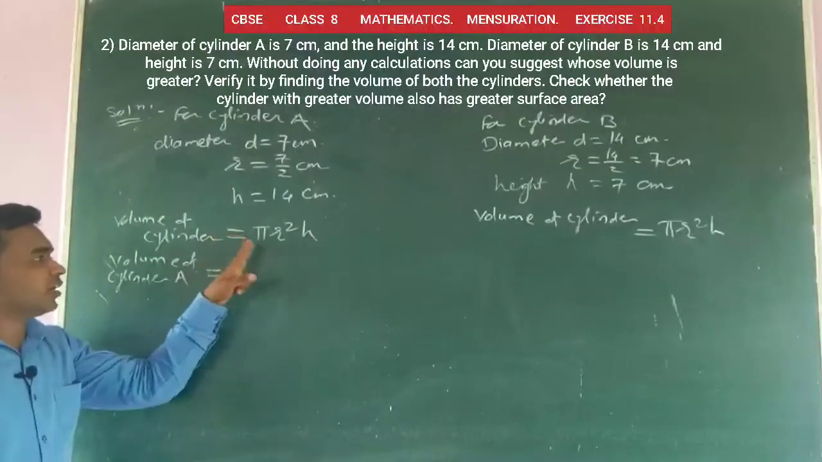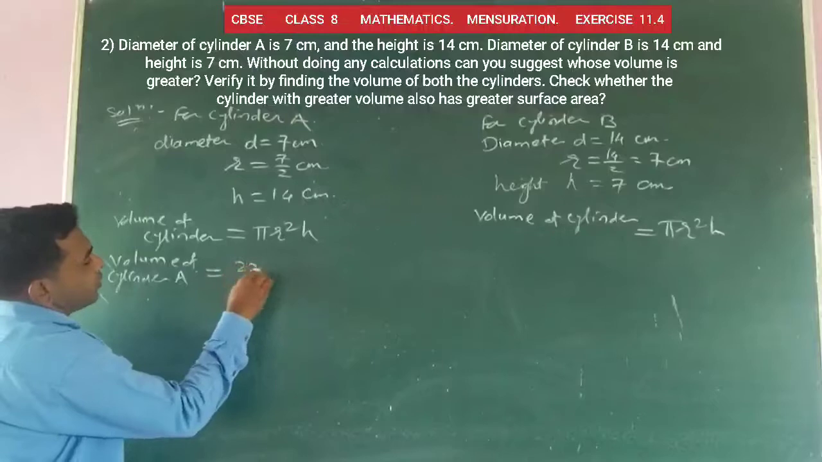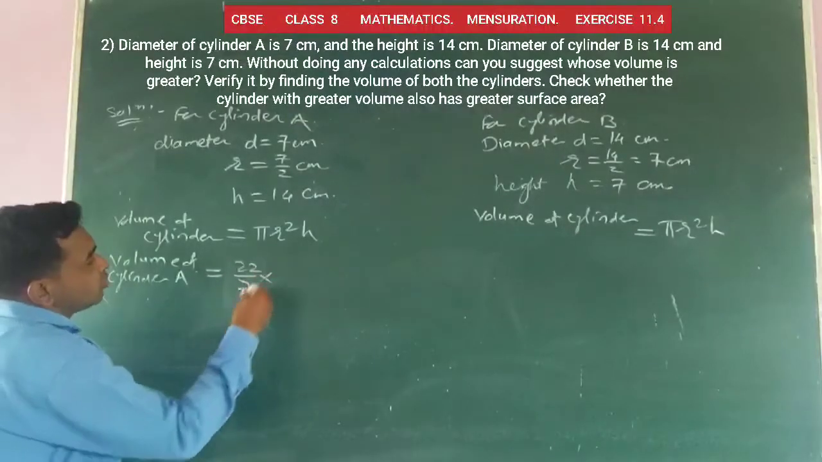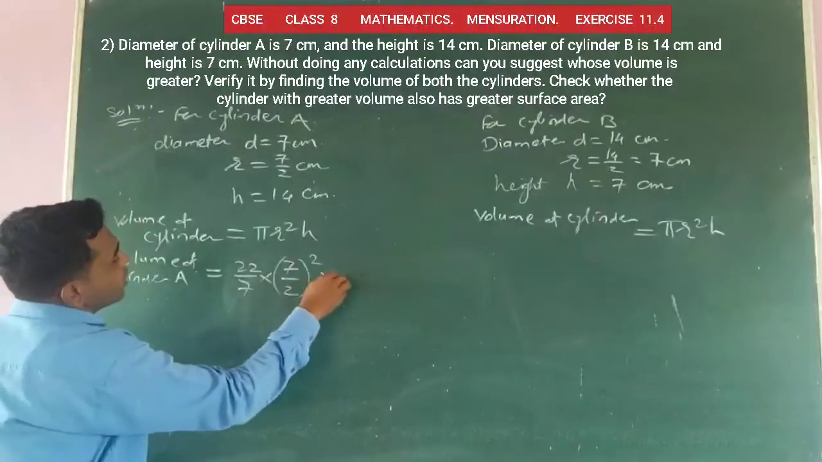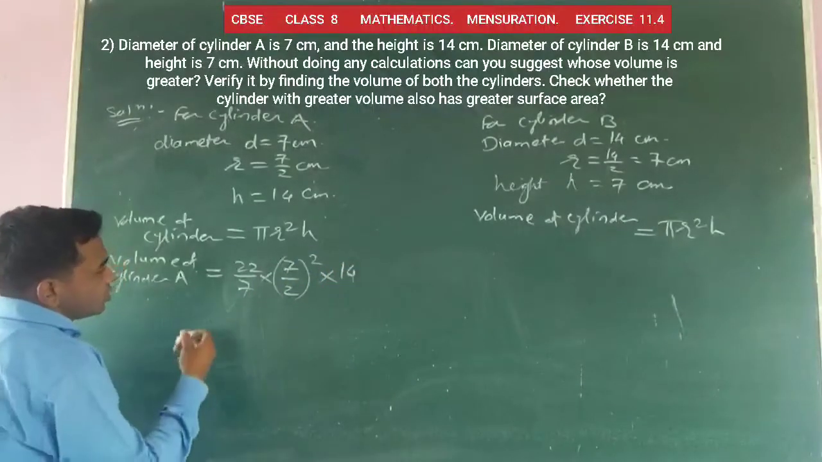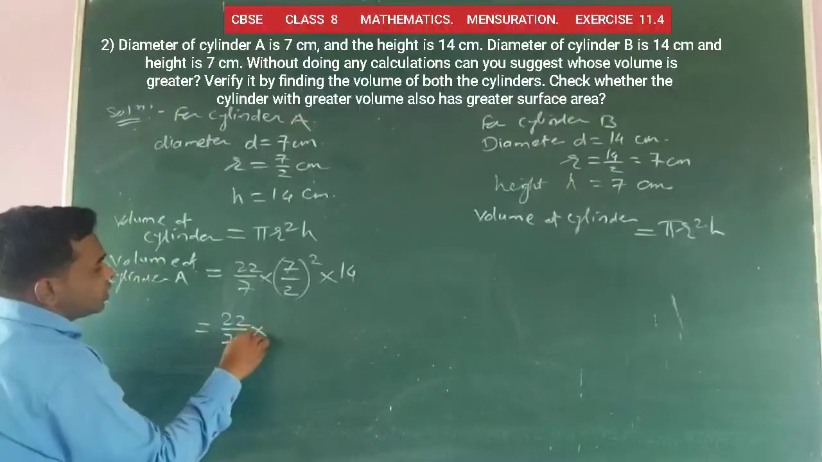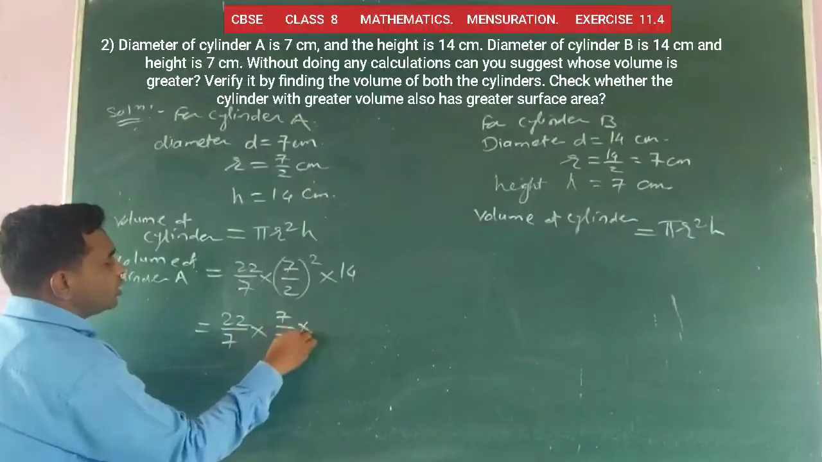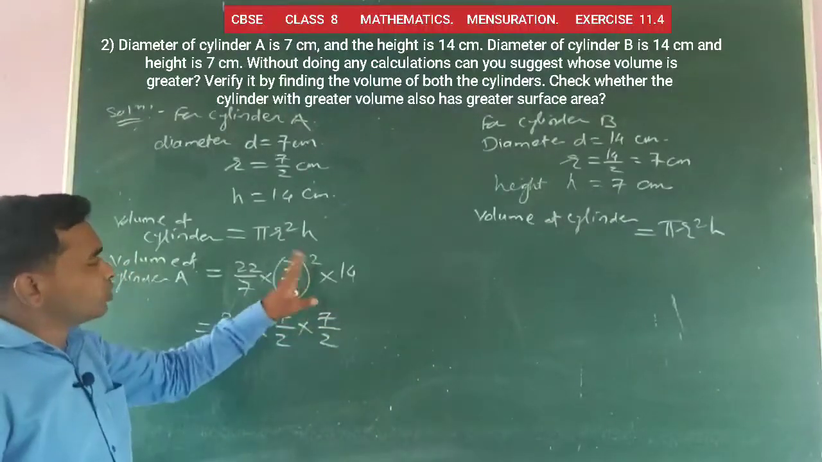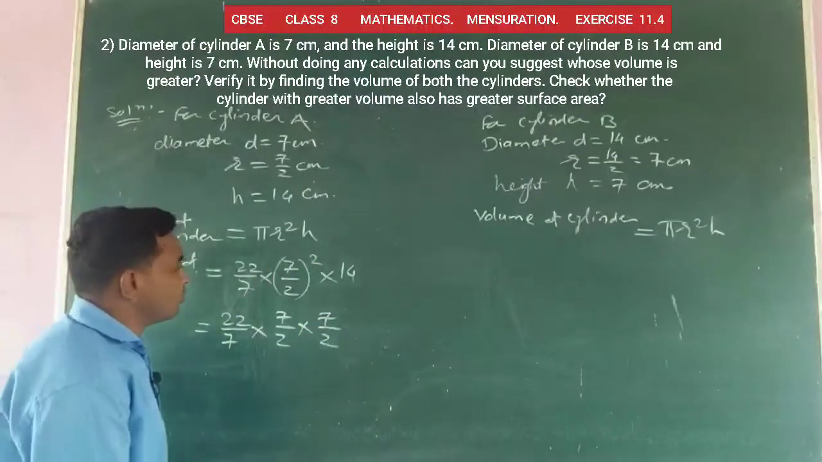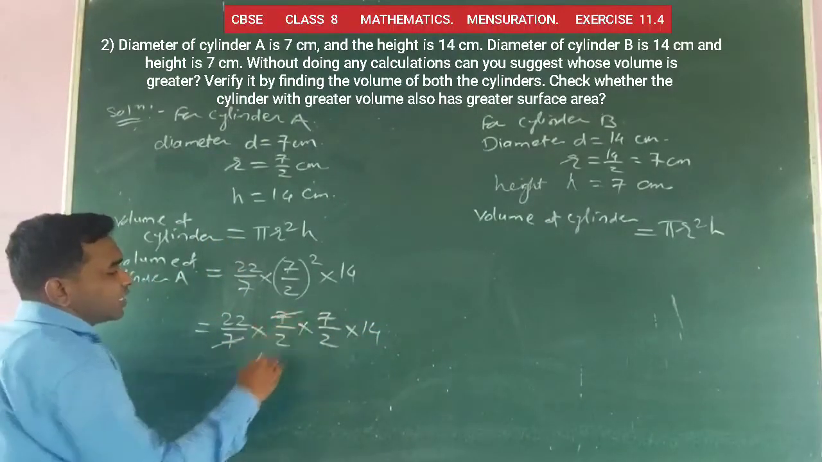Volume of cylinder A is pi r square h. The value of pi is 22 by 7 into r square, that is 7 by 2 bracket square, into height 14. Just concentrate here: 22 by 7 into 7 by 2 into 7 by 2. Why two times multiply? Because 7 upon 2 is squared. So therefore into 14 as it is. And after that 7 gets cancelled.